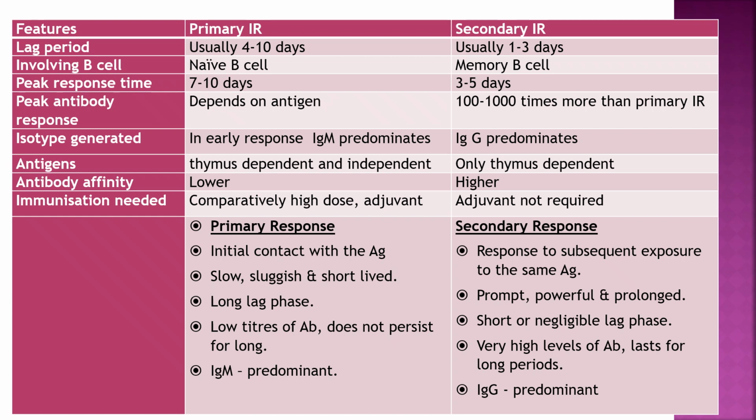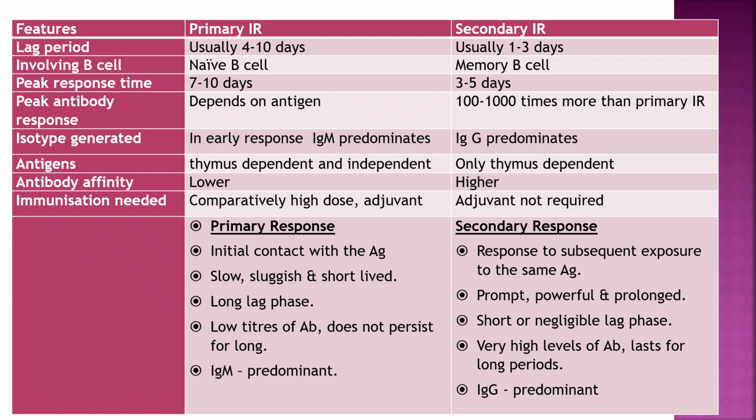Primary peak response time is 7 to 10 days, secondary 3 to 5 days. Peak antibody response: primary depends on the antigen, secondary is 100 to 1000 times more than primary. Isotype generated: in the primary response IgM predominates early, while in the secondary response IgG predominates.